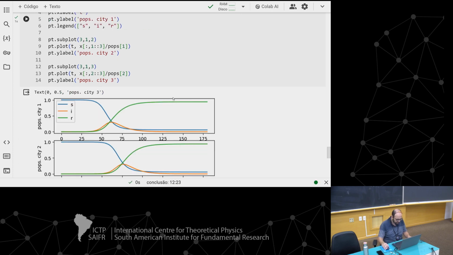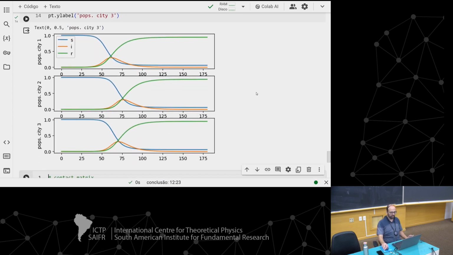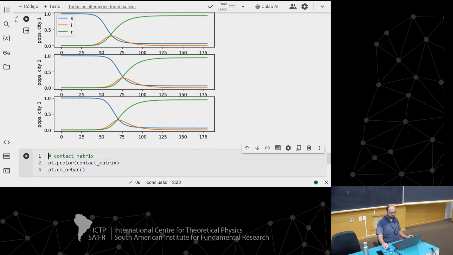Makes sense. And now I have these 3 dynamics here. Remember that I started with infectious individuals in city 1, this first city. You see that the growth of the epidemic here starts earlier, and this should start a little bit later, because I started with this city here. Yes? Okay? Questions?